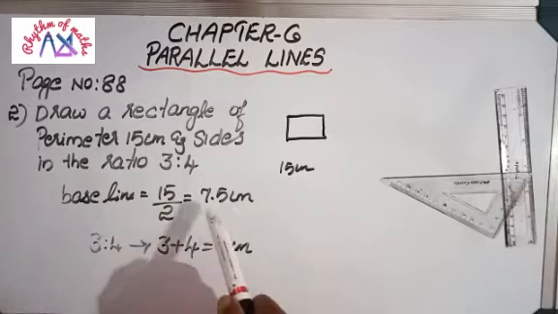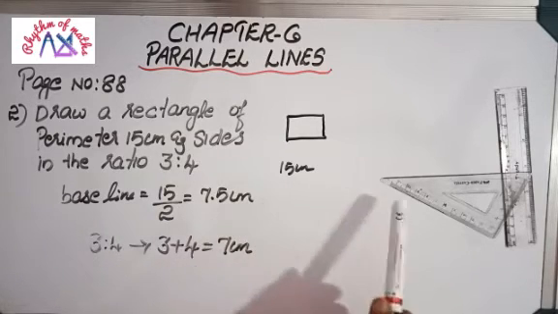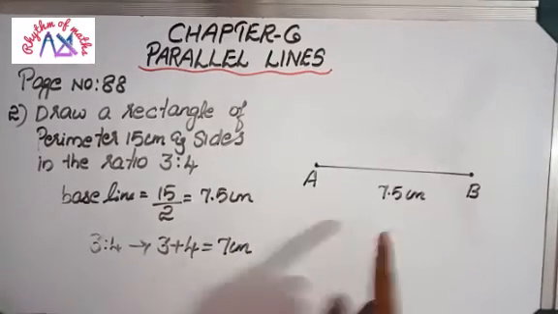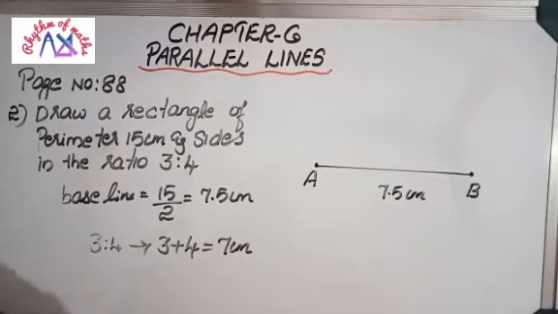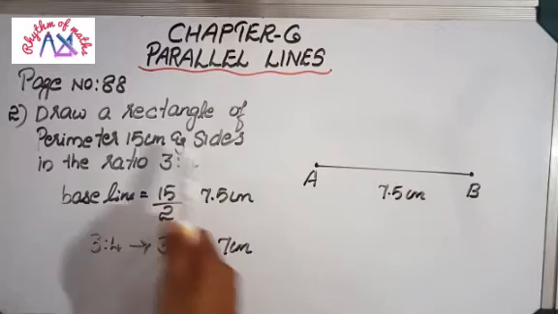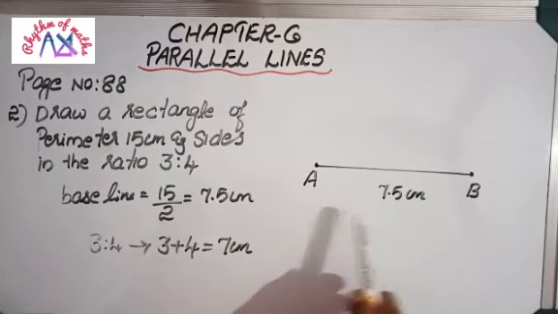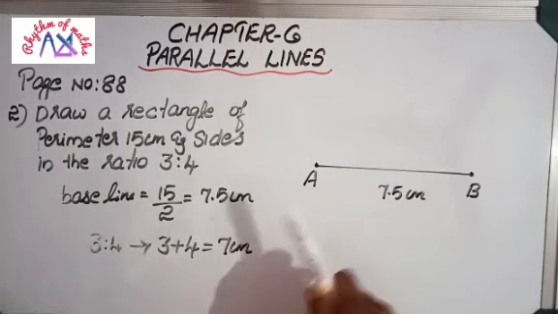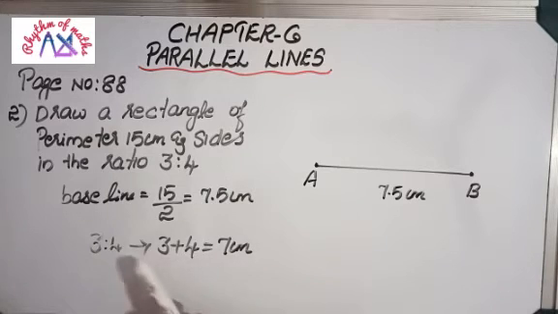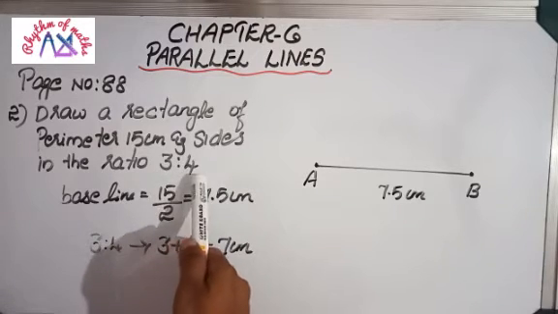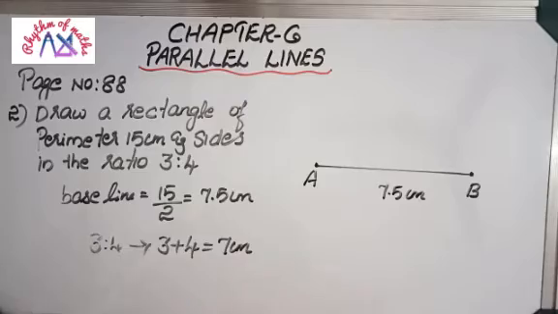So let's draw. First of all, draw a 7.5 centimeter baseline. Like this you can draw. Here AB is 7.5 centimeter. That is the baseline. The perimeter's half must be the baseline. Now we need the slanting line. The slanting line must be the sum of the ratio 3:4. 3 plus 4 is 7 centimeter.